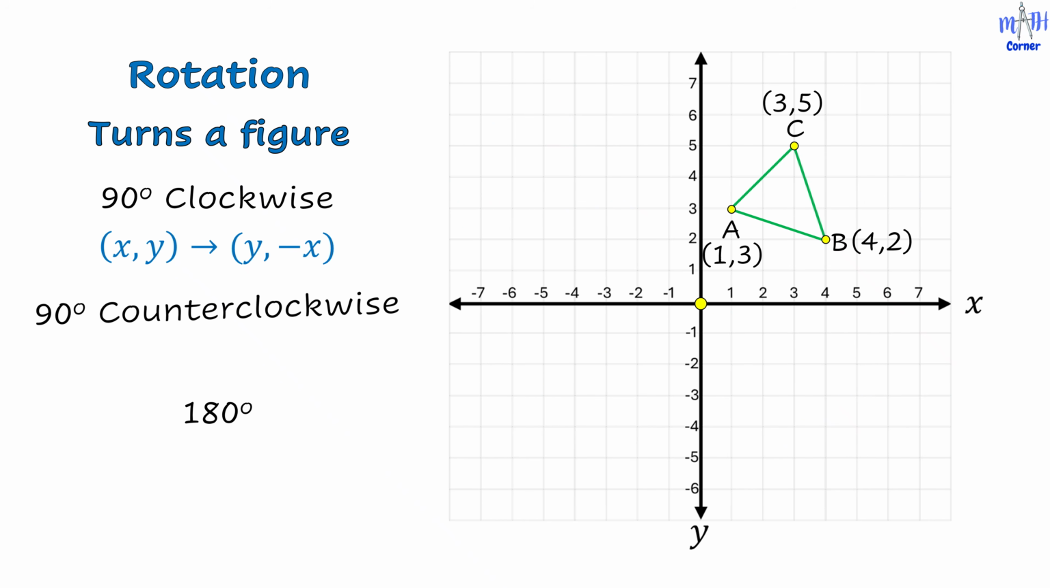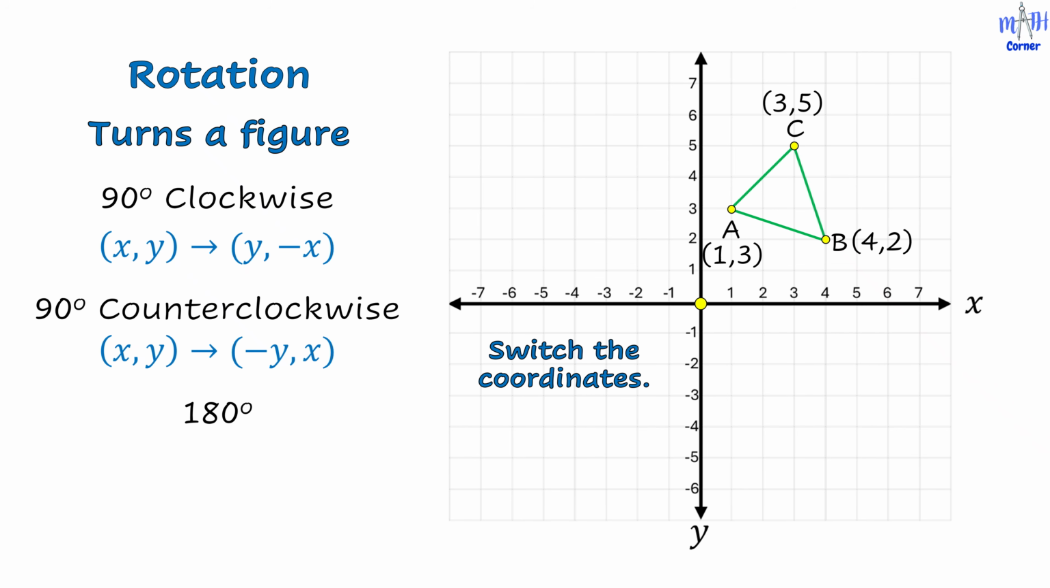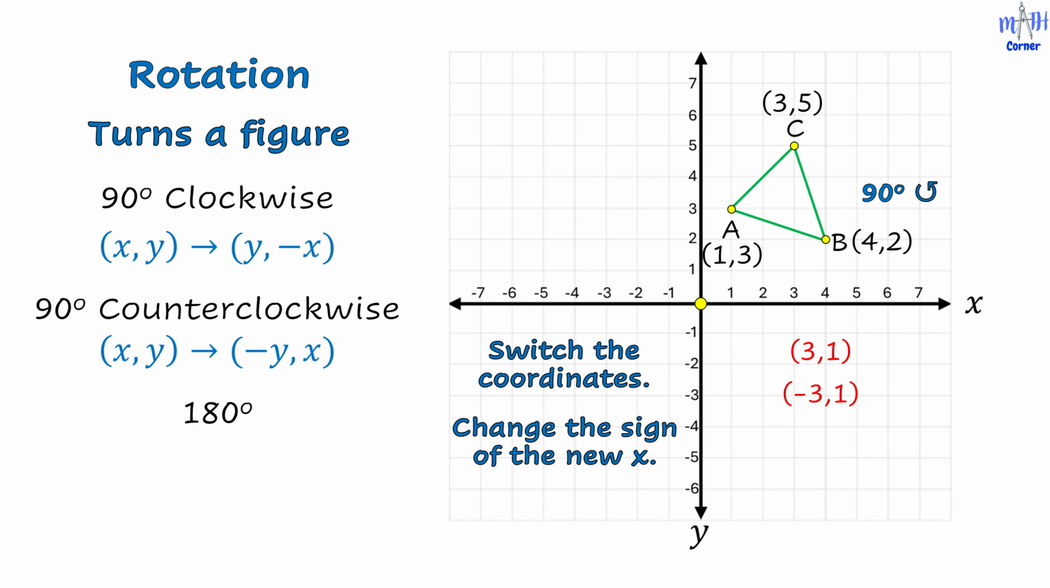Next is 90 degrees counterclockwise rotation. The rule is this. X, Y becomes -y, x. We will switch the coordinates and change the sign of the new X. Let's rotate the same figure 90 degrees counterclockwise. Point A is located at 1, 3. If we switch the coordinates, it becomes 3, 1. If we change the sign of the new X, it becomes -3, 1. So A prime is located at -3, 1.